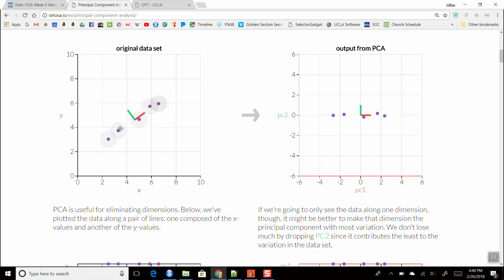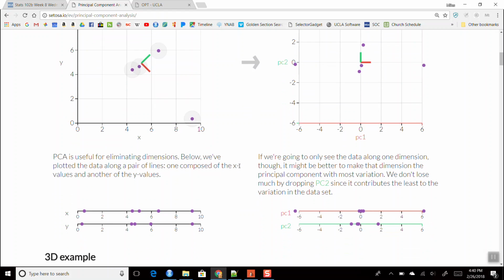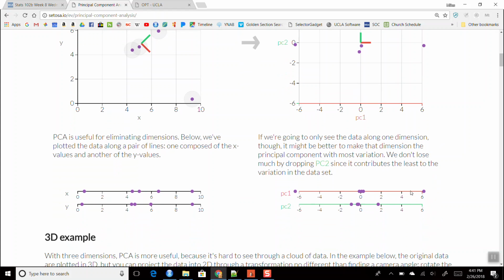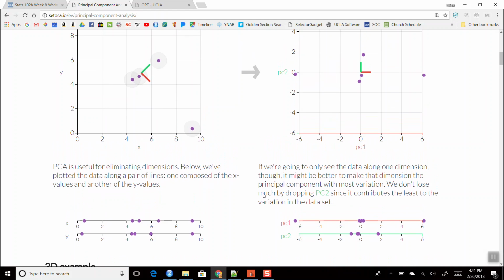So if I were to bring all of these points in this way, and then pull this one out over this way, and pull this one out over this way, then this red direction is the direction that captures the most amount of variation, okay? And we can see how it reorients the graph this way, and so the most amount of variation is captured along the red axis, and then the other axis that's orthogonal to it captures a smaller amount of variation.